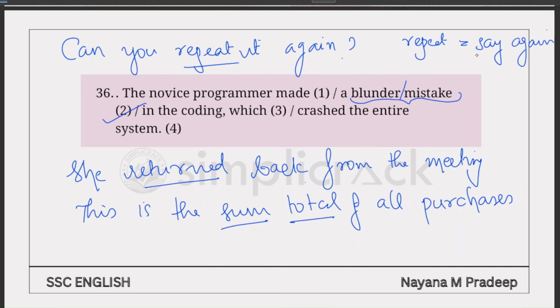So you either say, "Can you repeat it?" Or you say, "Can you say it again?" Okay. So these are some examples of superfluous errors or redundant errors, where you use two words that mean the same thing again and again in a sentence. So make sure that when you read such a sentence, there are no such words in that particular sentence. So here blunder and mistake are practically the same, so there is no need of using both the words in a single sentence.